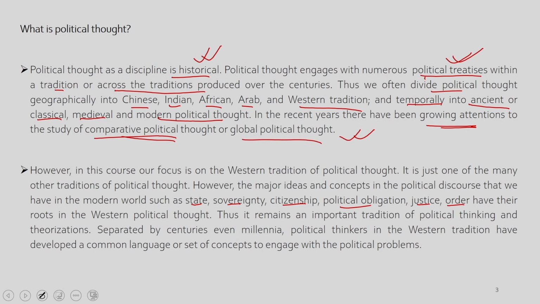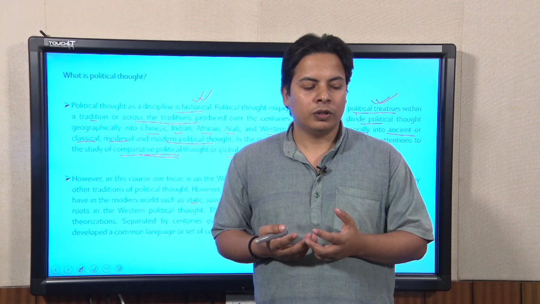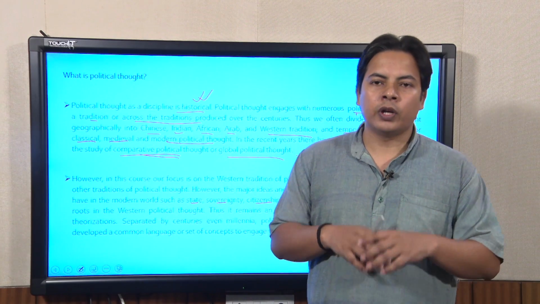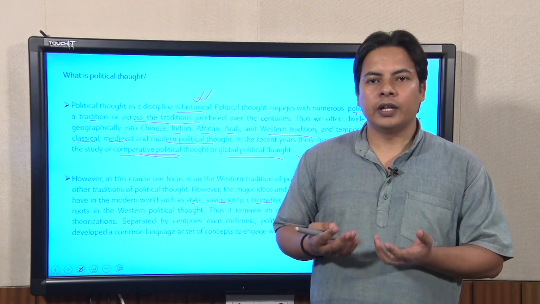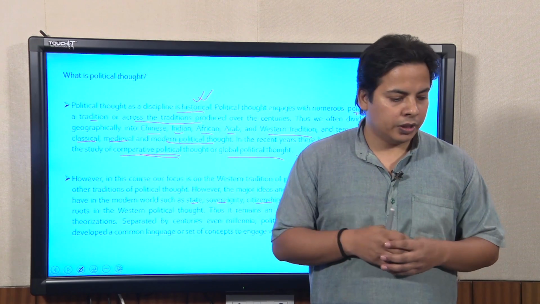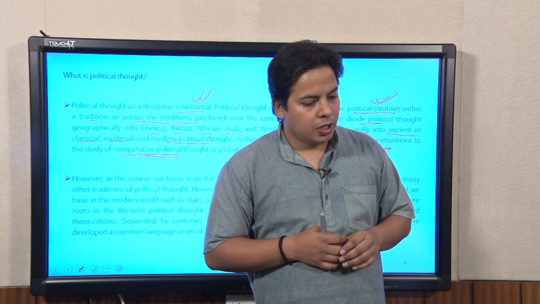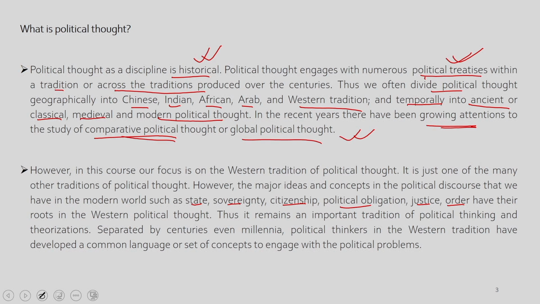As I said, political thinking and theorization is not something unique to the Western tradition. There are Indian, Chinese, Arab traditions of political thought. However, the modern discourse on politics is dominated by the concepts and ideas that have their roots in the Western tradition of political thought. Thus, Western political thought remains an important tradition of political thinking and theorization, and we will discuss in this course how it has evolved.